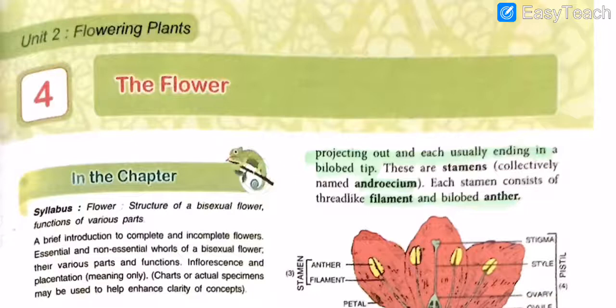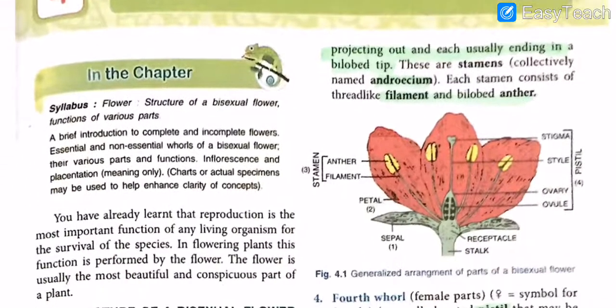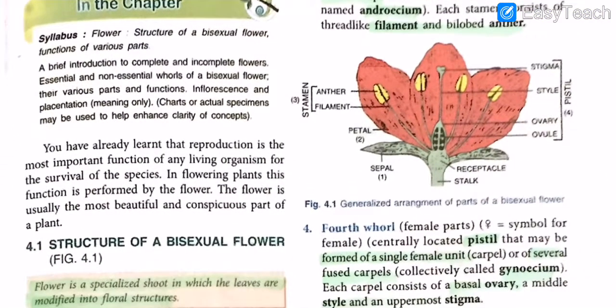So, the syllabus that we're going to cover in this chapter is flower, structure of a bisexual flower, functions of various parts, etc. Now, you have already learned that reproduction is the most important function of any living organism for the survival of the species. And in flowering plants, this function is performed by the flower. Alright, so what does this paragraph over here mean?